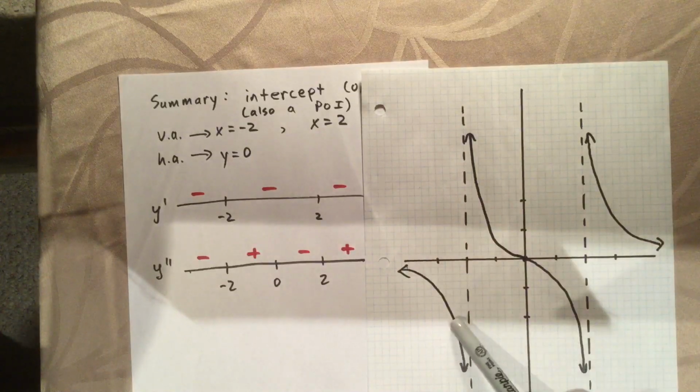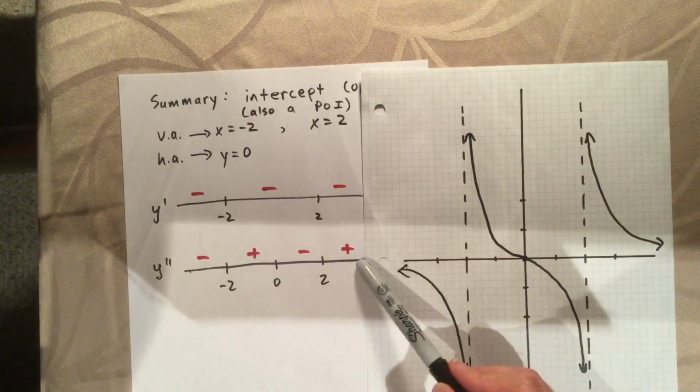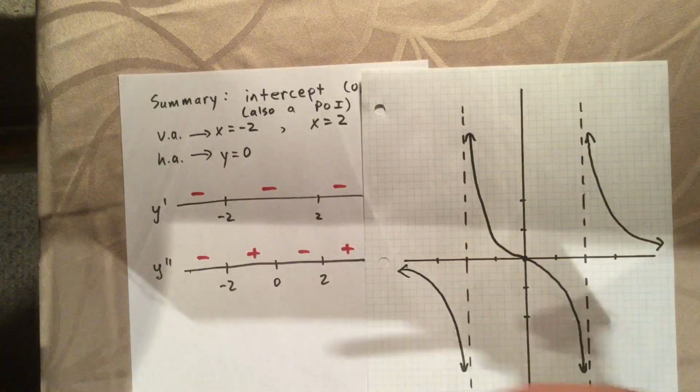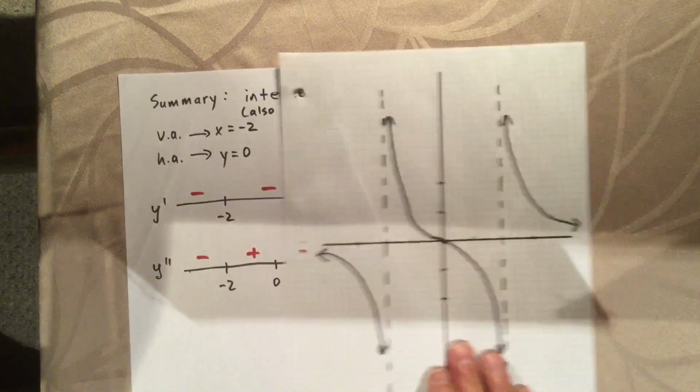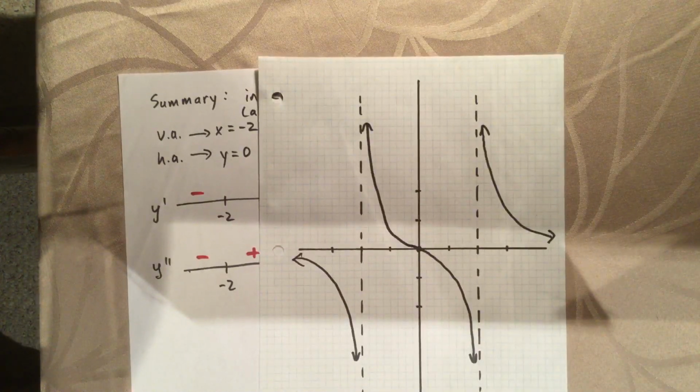So that would tell me that as I approach this curve to the left, I'm approaching the horizontal asymptote from below. So anyways, this is what the curve ends up looking like.